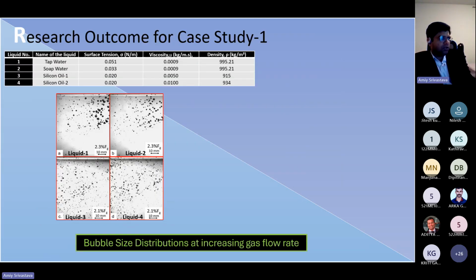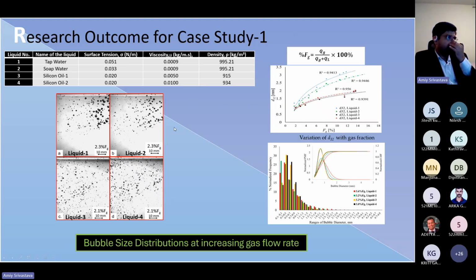Yeah, but before getting into that, I want to explain a little bit about the model, what type of liquids I took for capturing data, and how I took the images. That type of thing I wanted to show. So I took basically four different liquids. So I took tap water.